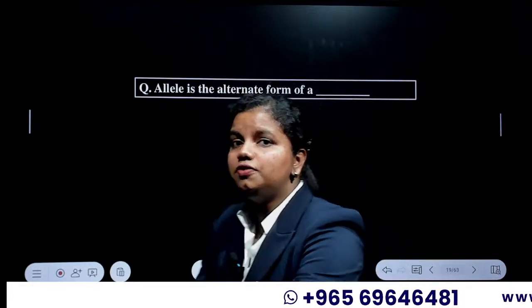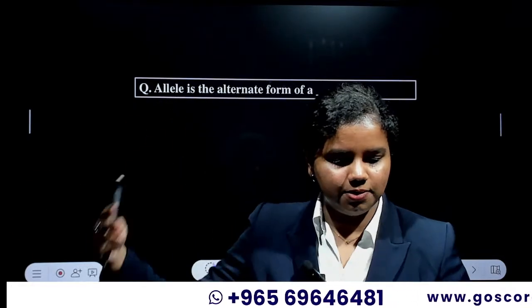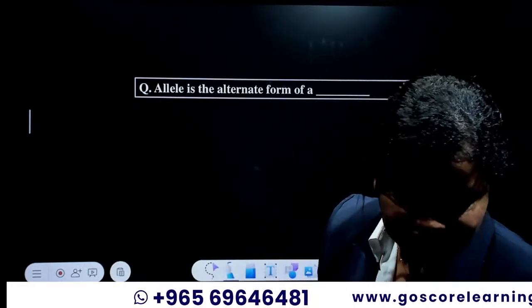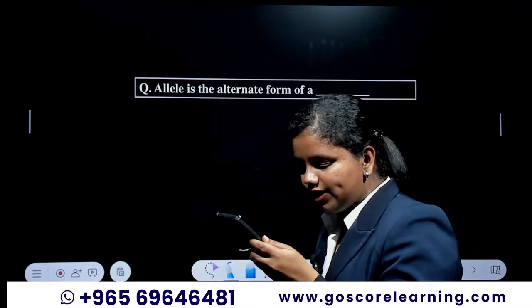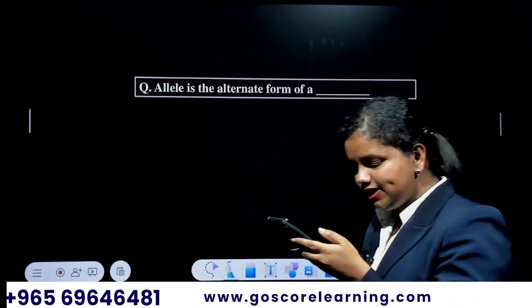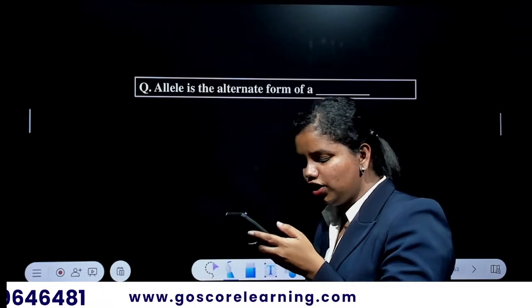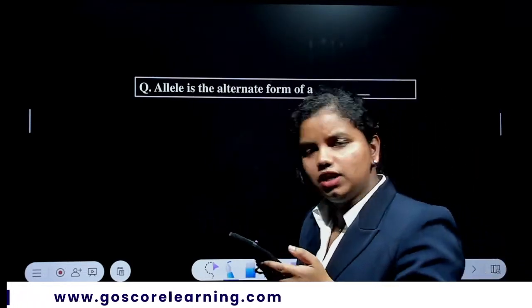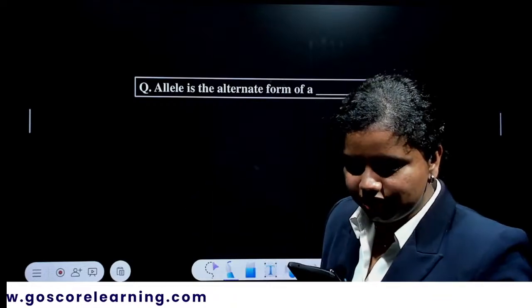Allele is the alternative form of dash. Just tell me, put it in the comments. Allele is the alternative form of dash. Allele is the alternative. Law of segregation. Yes, we'll be coming to law of segregation. Do not worry.